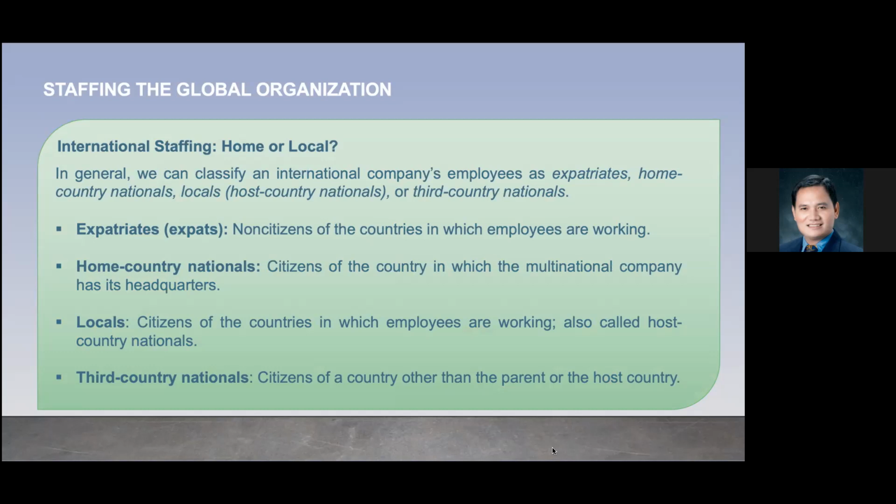The expatriates or expats are non-citizens of the countries in which employees are working, while home country nationals are citizens of the country in which the multinational company has its headquarters. The locals, on the other hand, are citizens of the countries in which the employees are working. They are also called host country nationals. And lastly, the third country nationals are the citizens of a country other than the parent or the host country.